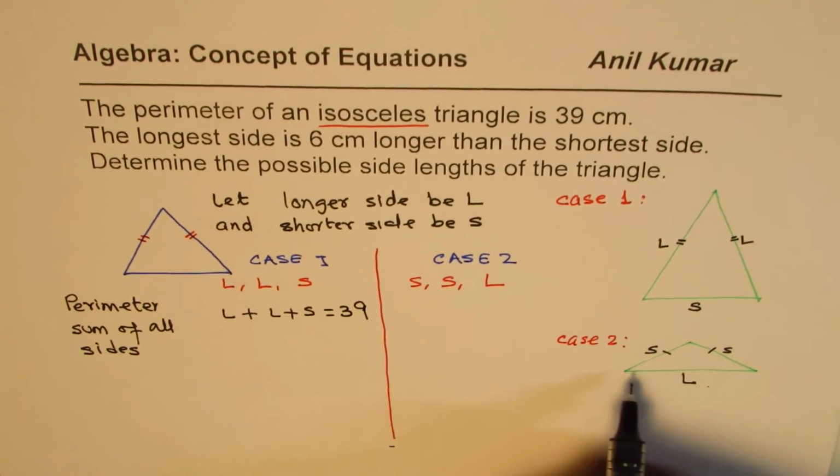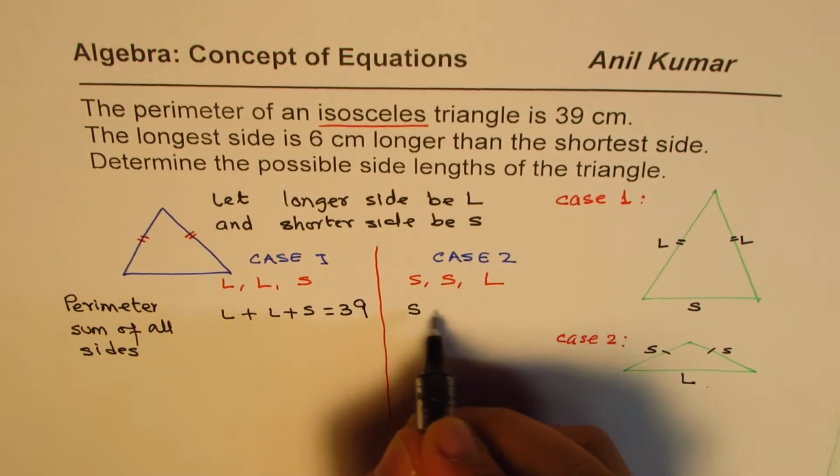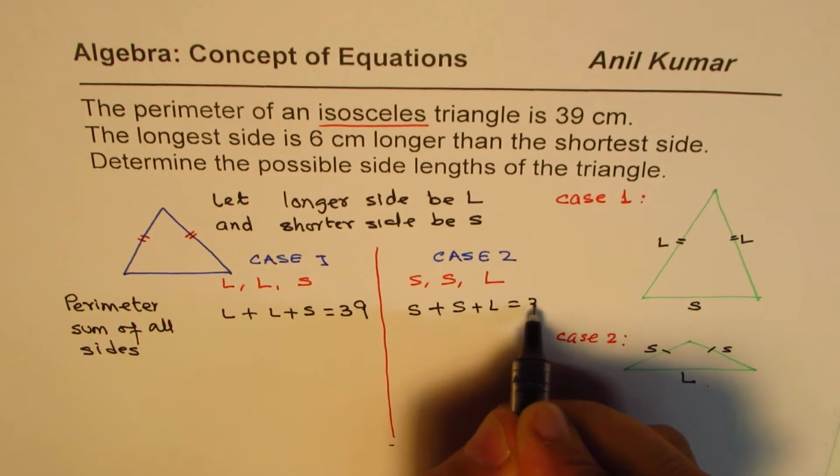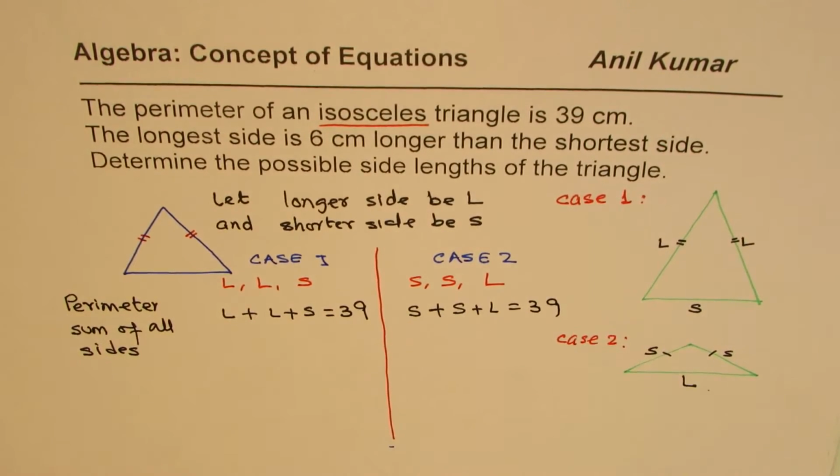In case 2, we have two short sides. So in that case, the equation will be S plus L equals 39. Does it make sense to you? Right? So there are two different cases.